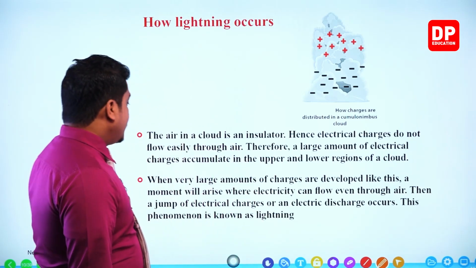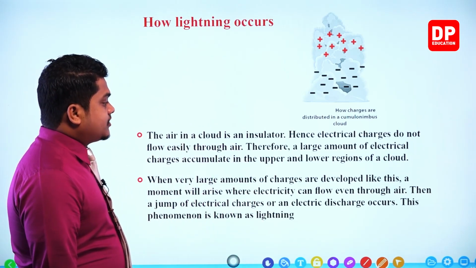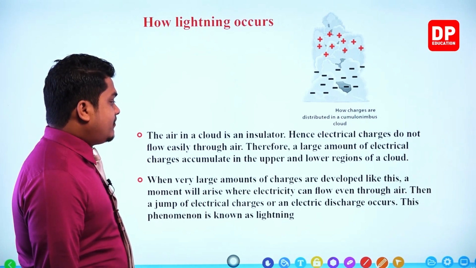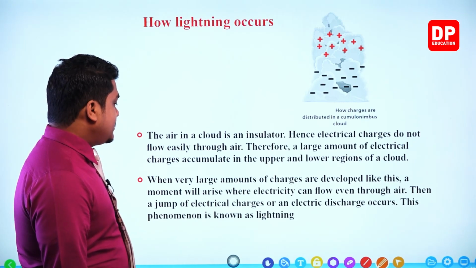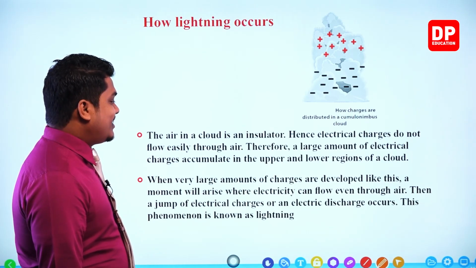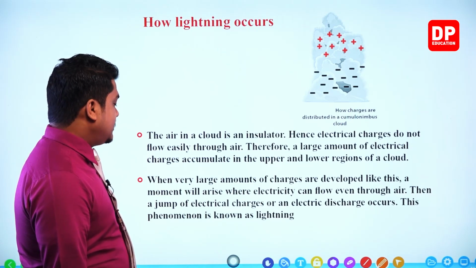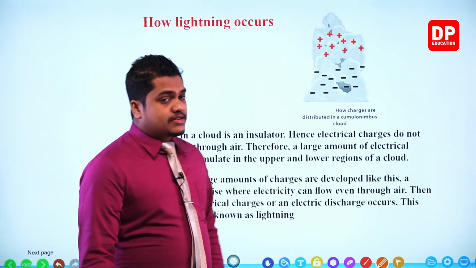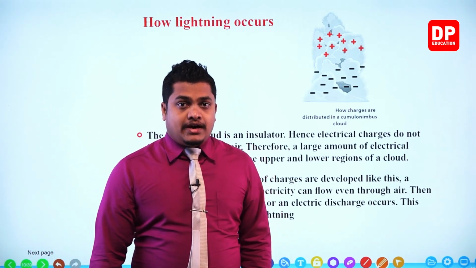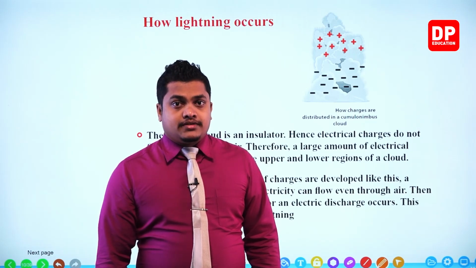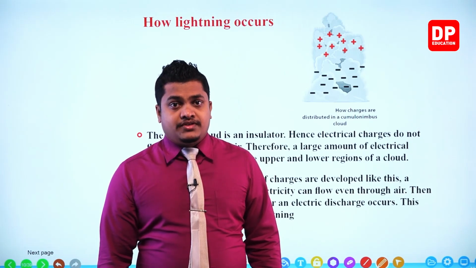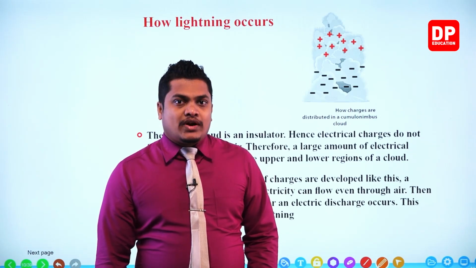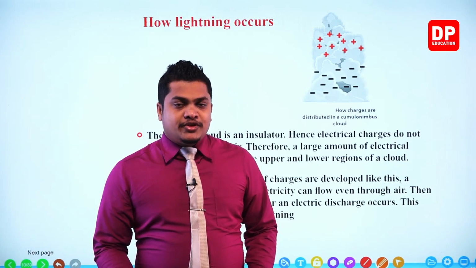So, when very large amounts of charges are developed like this, a moment arises where electricity can flow even through air. Then a jump of electrical charges, or an electrical discharge, occurs. This phenomenon is known as lightning. The cumulonimbus cloud will not be able to bear the extremely large amount of charges generated on either side, top and bottom. So at a certain instance, what will happen to the charges which are getting generated?